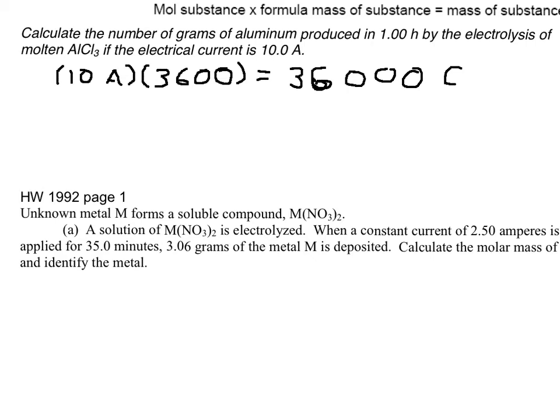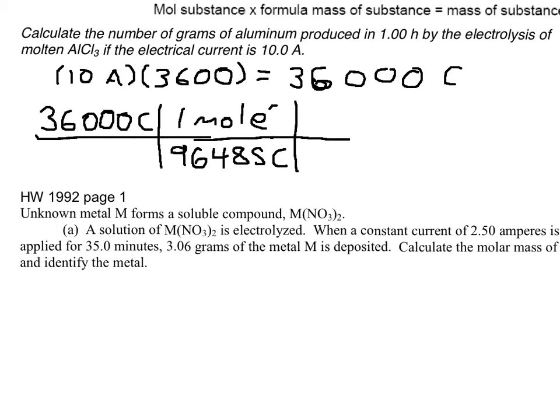Now once I have coulombs, I can use Faraday's constant to change this to moles of electrons. Okay, so here's Faraday's constant. That allows me to change to moles of electrons. And now I can use moles of electrons to change to moles of whatever it is I'm talking about. I'm talking about aluminum.